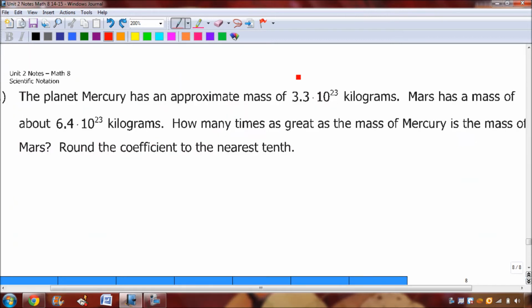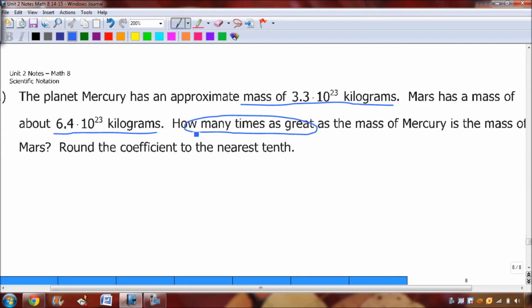Hopefully. All right, and number 2, I'm going to underline key information as I read this out loud. The planet Mercury has an approximate mass of 3.3 times 10 to the 23rd kilograms. Mars has a mass of about 6.4 times 10 to the 23rd kilograms. How many times as great as the mass of Mercury is the mass of Mars? So that's what I want to figure out. How many times as great?